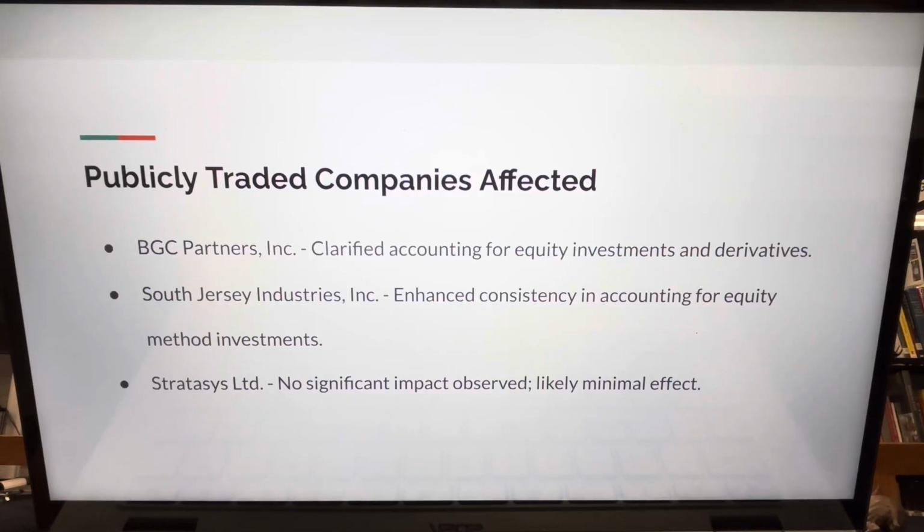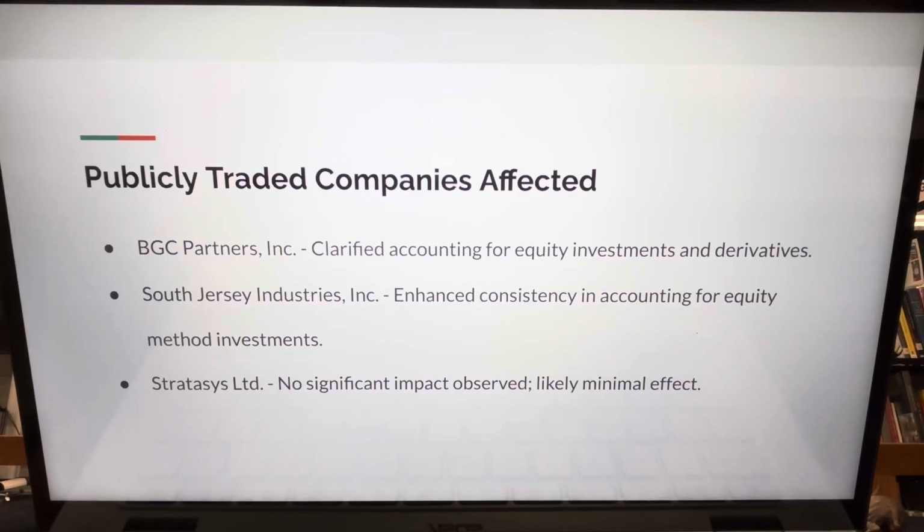We also looked at 3 publicly traded companies that will be affected by this. BGC Partners Incorporated. They are a global brokerage and financial technology firm. BGC Partners holds various equity investments and derivative instruments, making it directly affected by ASU 2020-01. For them, this clarified accounting for equity investments and derivatives.